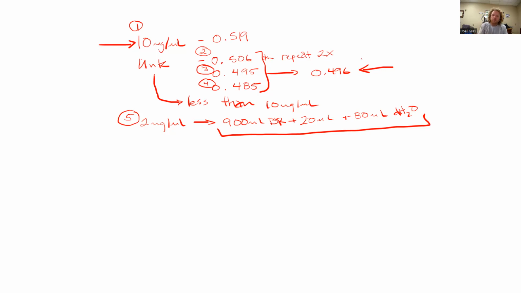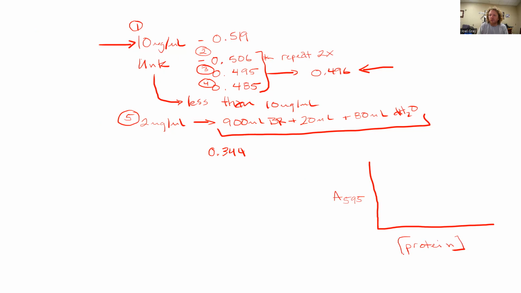So let's say hypothetically, you mix that up, you measure the absorbance, and you get an absorbance of, for 2 micrograms per microliter, 0.344. At this juncture in time, you have two data points that you can plot. Your y-axis is going to be A595, and your x-axis is going to be protein concentration.